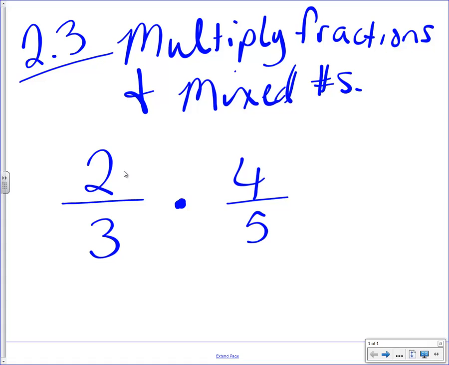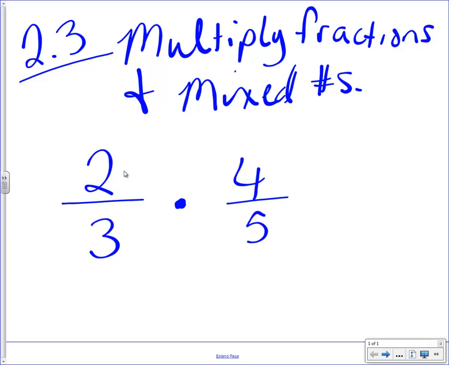I want you to know that we can simplify before we multiply, or we can multiply straight across the top, straight across the bottom, and then simplify at the very end. For the first two examples, I'm just going to multiply straight across and then simplify at the end. Then I'm going to show you a couple of examples where you can simplify in the middle.